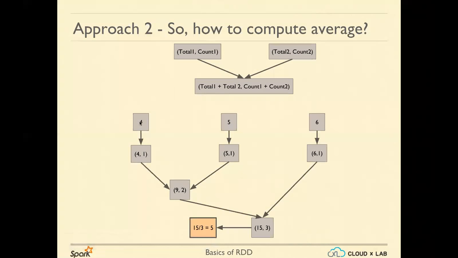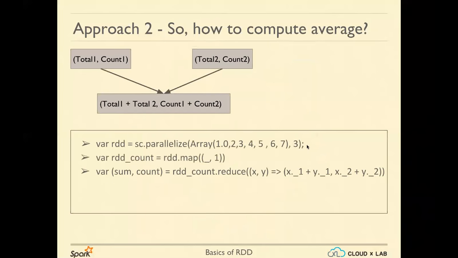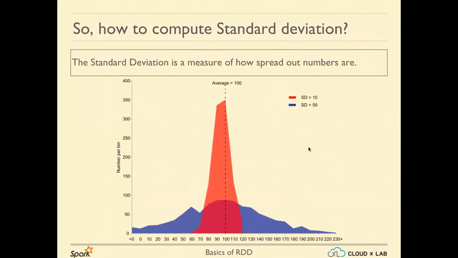Initially, we are saying that 4 means 4 is the sum of this value and 1 is the count of this value. 5 is the sum of this value and 1 is the count, and so on. So that's what is going on. That's about computing the average, and after that we've utilized the same technique to compute the standard deviation.